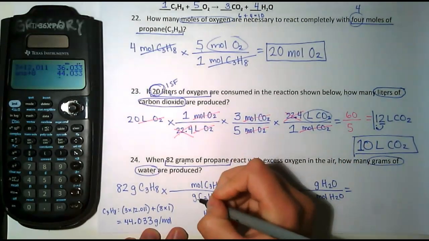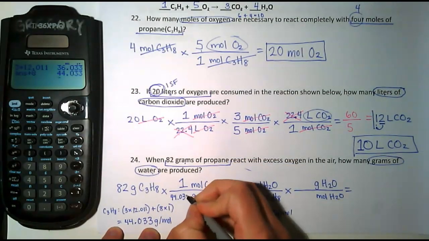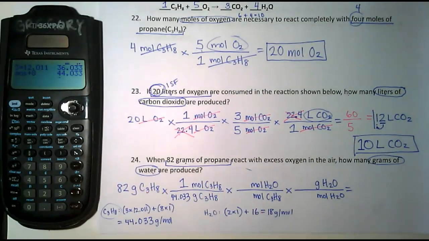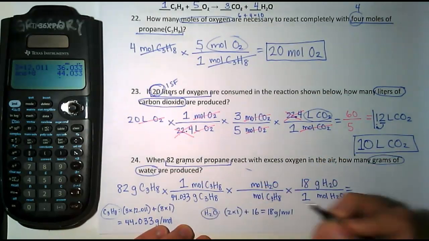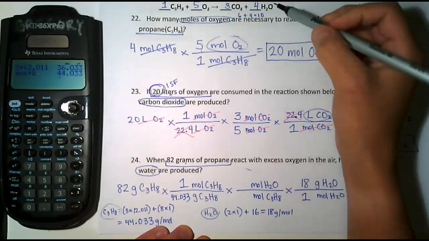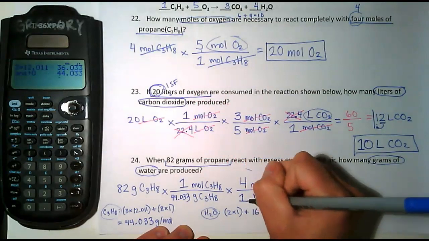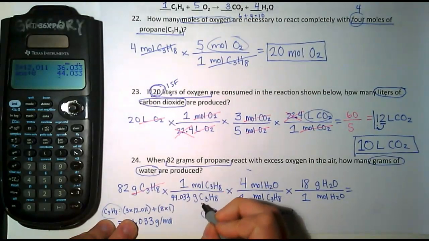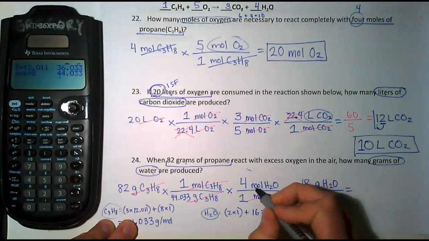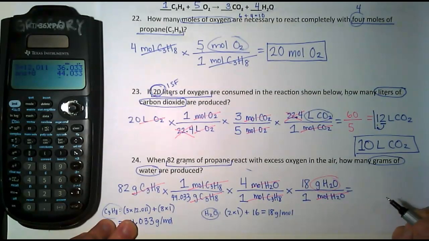We already know how many grams are in 1 mole because we just added it up. There are 44.033 grams per mole for C3H8. And then in 1 mole of water, there are 18 grams for H2O. So we just need our mole ratio. So we have 4 moles of H2O and 1 mole of C3H8. So now we can go through and cancel our units. Grams of C3H8, moles of C3H8, moles of H2O, and we're left with grams of H2O. I don't see anything that we can cancel, so we're just going to type all this into our calculator.